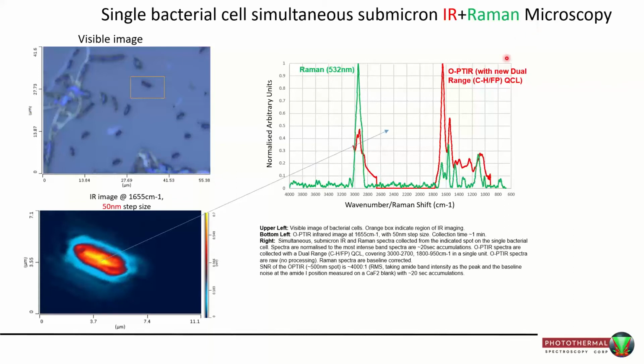deuterium labeled, but what I like about this is that this was one of my early simultaneous IR and Raman measurements. So here we're getting infrared and Raman from a single cell at the same time, and this was about a 20-second total integration of both the infrared and the Raman. It also shows just the inherent sensitivity advantage that IR has. You can see that the O-PTIR signal is orders of magnitude higher in signal to noise than the Raman measurement.